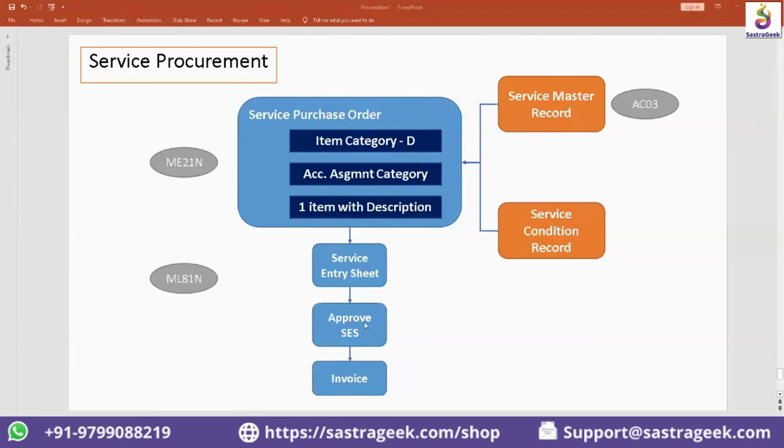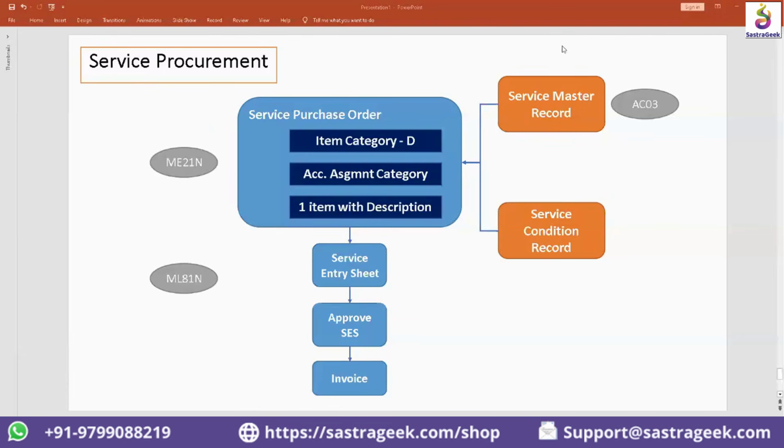What is the next step after MIGO in P2P? MIRO. Yes, the same thing happens here. Once you consume the service, the vendor will issue the invoice to you. You need to verify the invoice with invoice verification in the MIRO transaction itself, and the payment will be done.